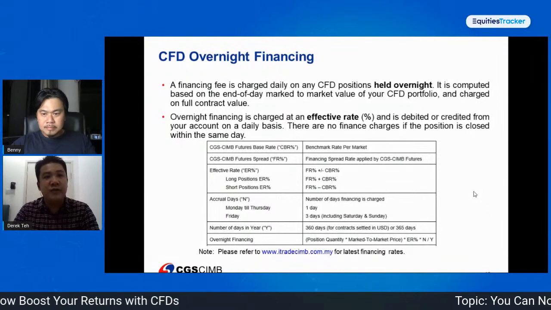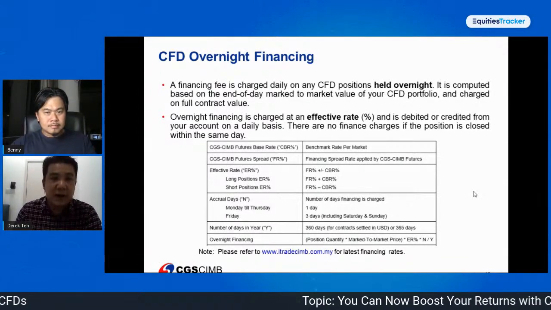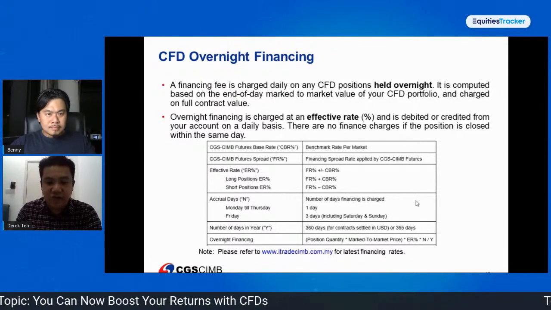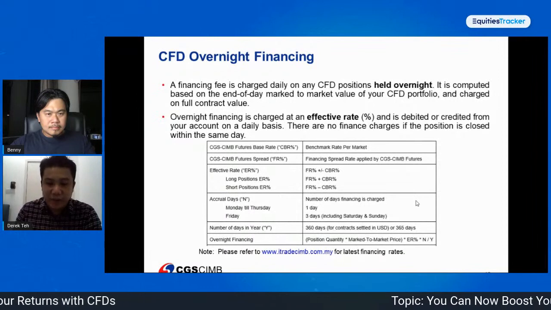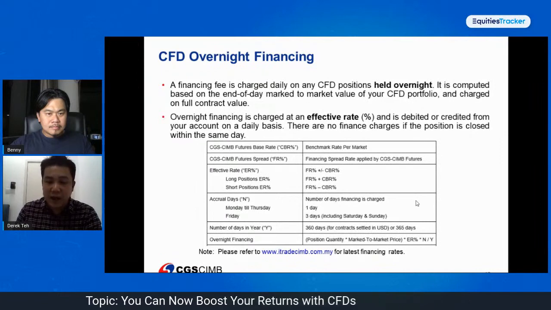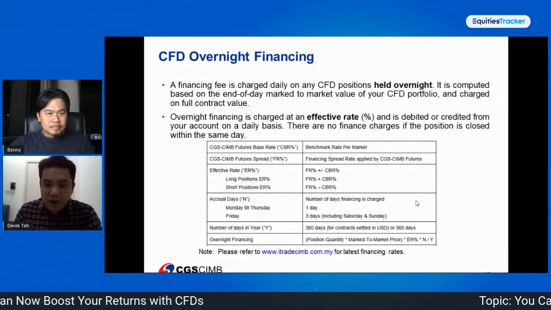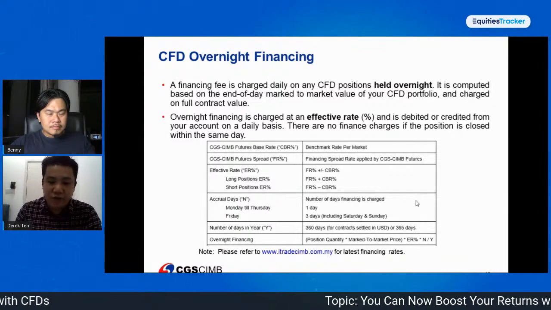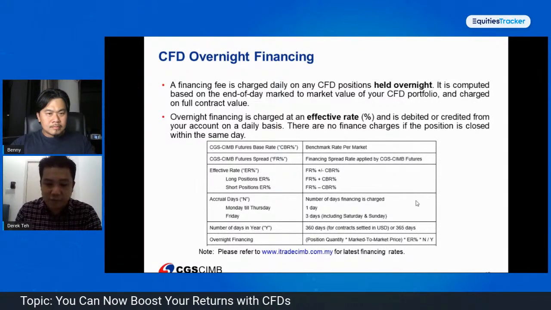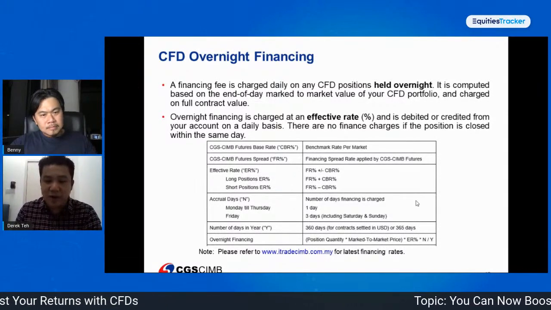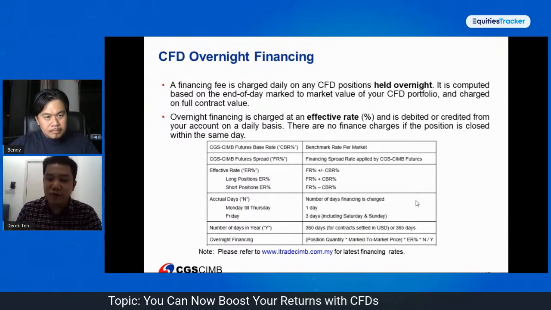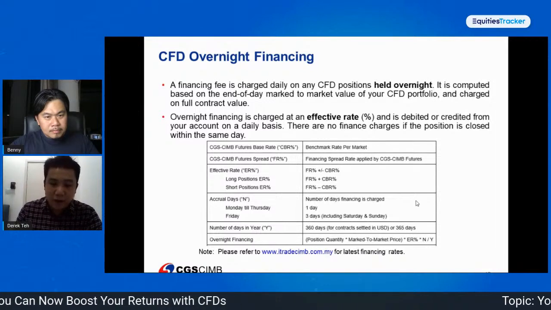Another cost that will be incurred when you trade CFD is the overnight financing. This is a financing fee that is charged daily on any CFD position held overnight. It is computed based on the end of day mark to market value of your CFD portfolio and charged on full contract value. Overnight financing is charged at an effective rate in percentage and is debited or credited from your account on a daily basis. There is no financing fee if the position is closed within the same day.